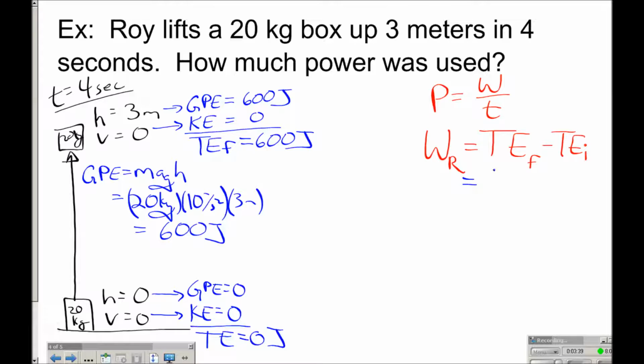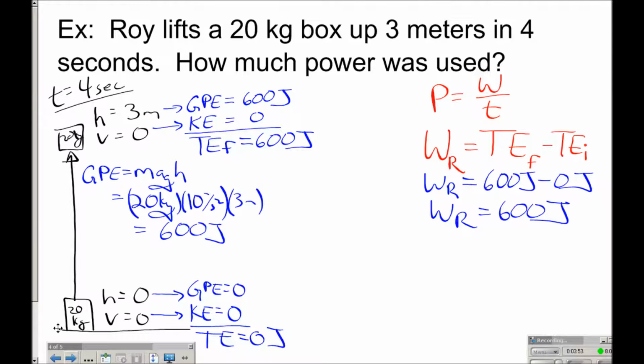TE final, well, let's see, it ended up with 600 joules of energy. It began with 0 joules of energy. And so the work that Roy did is 600 joules. So now what we want to do is find the power.